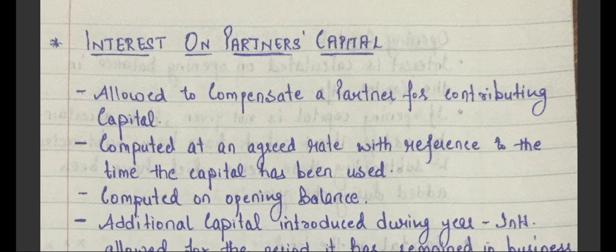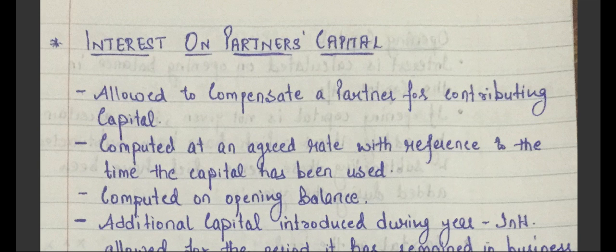Second, it is computed at an agreed rate with reference to the time the capital has been used. That is, the interest is to be paid for the period the capital remains in the business. That means if he is introducing the capital on 1st of April, then interest on capital is to be paid for the whole year. But if he is introducing capital in the middle of the year, say on 1st of October, then the interest will be paid only for 6 months. Clear?